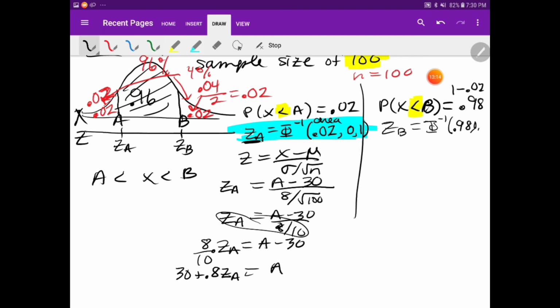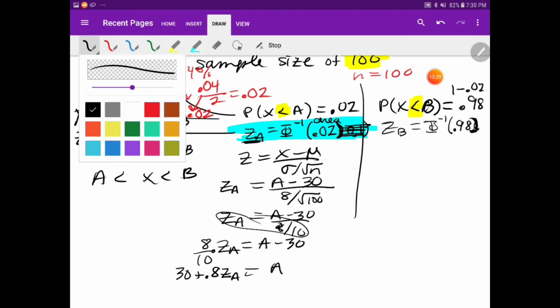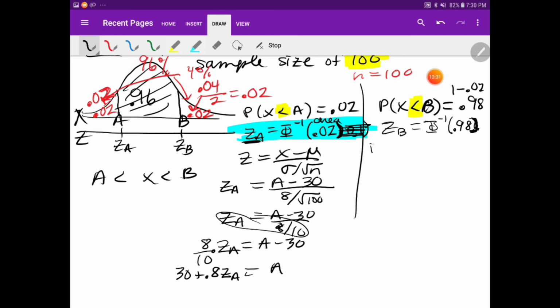inverse normal notation. You don't write this inverse normal notation unless you're using a calculator. So there we go, that's the actual notation. And remember that to type this into the calculator, you do inverse normal, and that's when you put the 0.98, comma 0, comma 1.